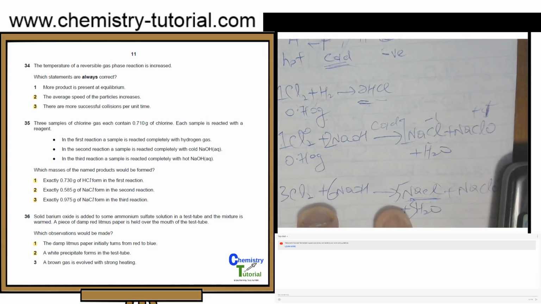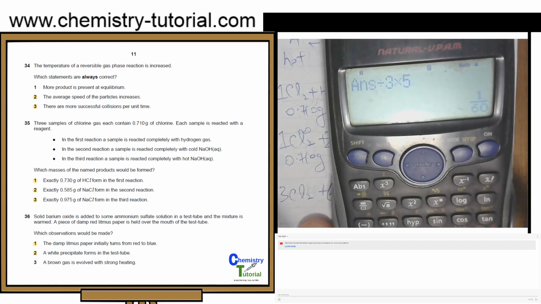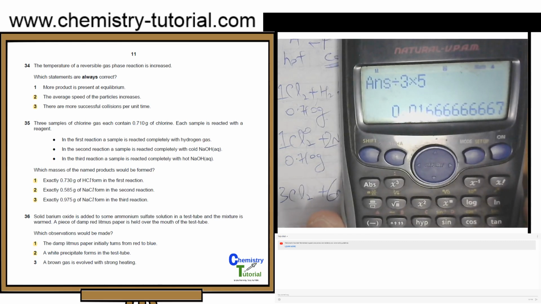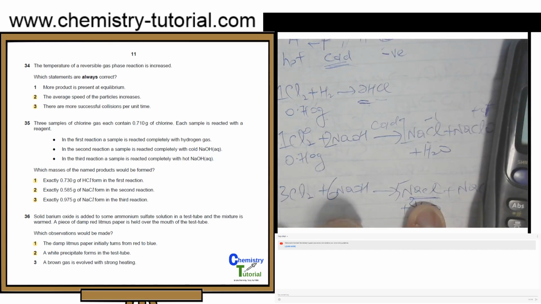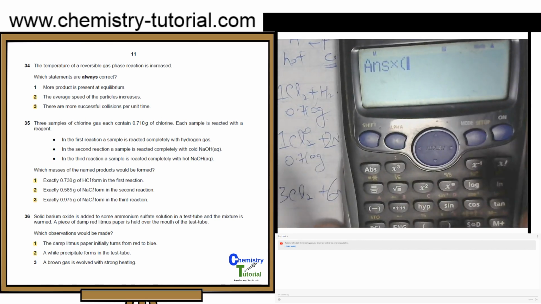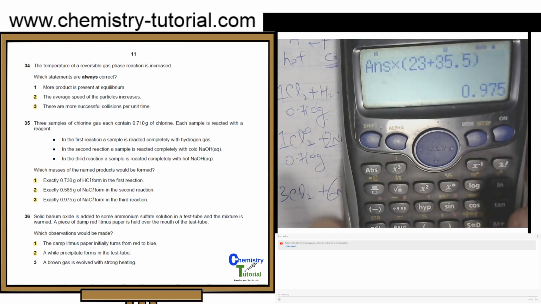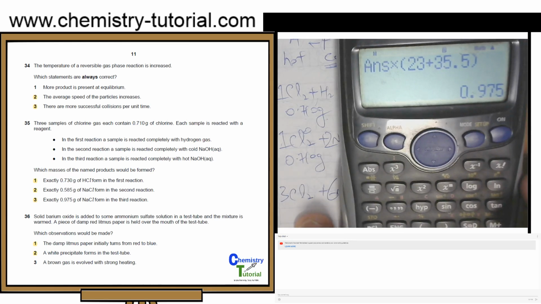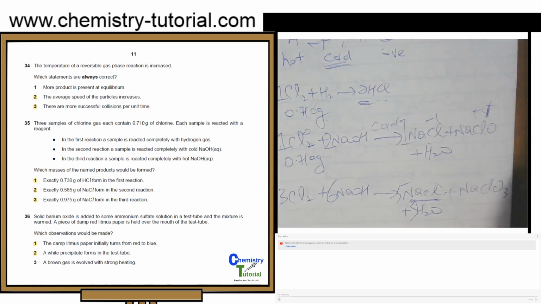However, 3:5, right? So you need to divide by 3 times 5. This will be the number of moles of sodium chloride. Multiply by the MR of sodium chloride, which is 23, the Ar of sodium, plus 35.5. So notice we get exactly 0.975 grams. Hence, statements 1, 2, and 3 are all correct.